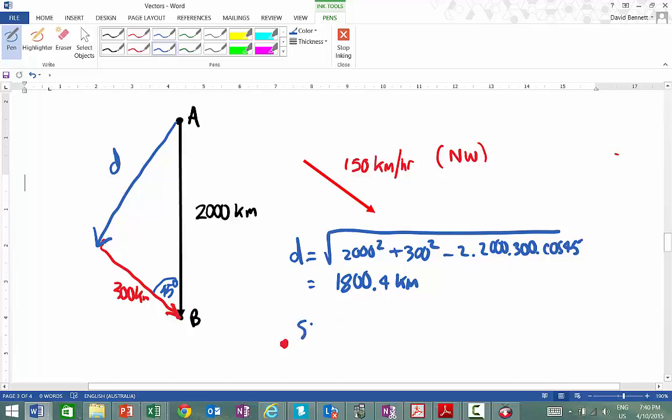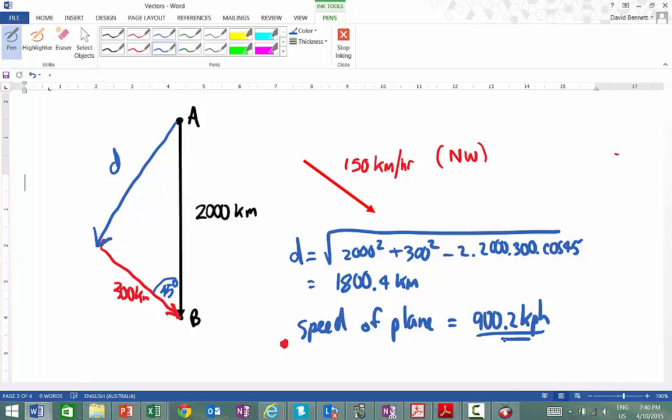So what speed would the plane need to fly at? Rather than flying along at 1,000, I could go at 900.2 kilometres per hour. Good enough. So that would save a bit of fuel, and I'd still get there in the 2 hour mark. Obviously if I flew at 1,000 kilometres an hour, I'd get there a bit earlier, but I'd have to allow not quite as far in that direction to be affected by the breeze.